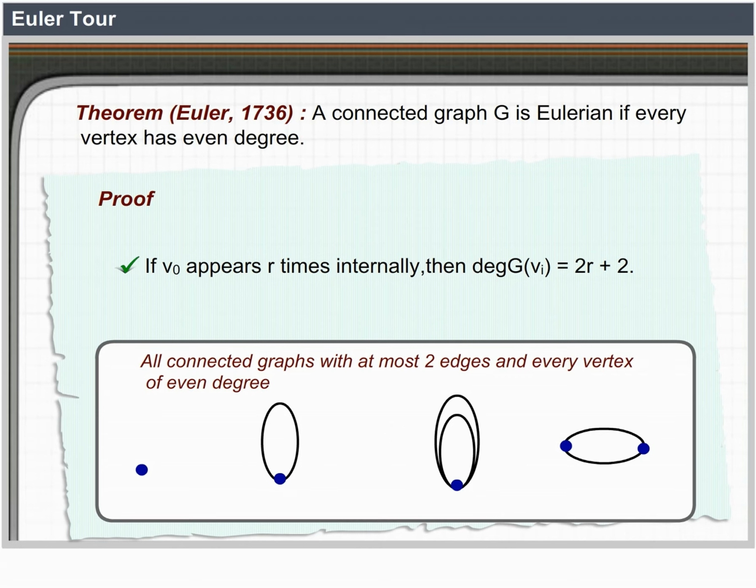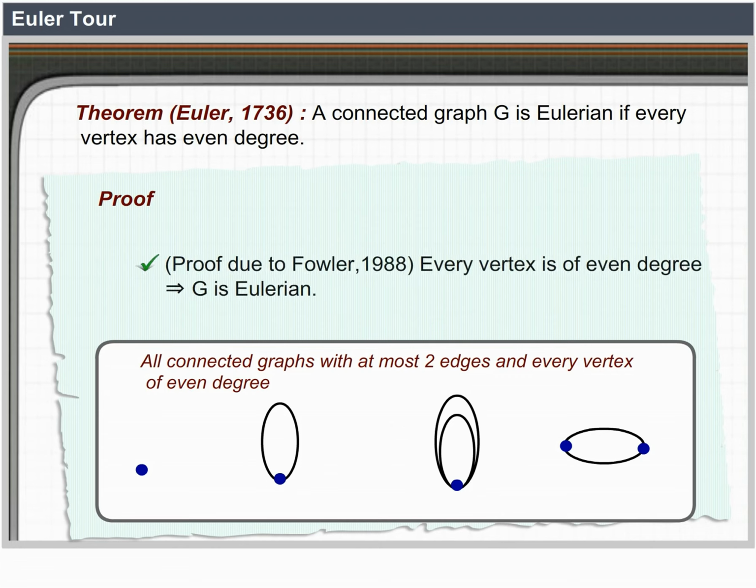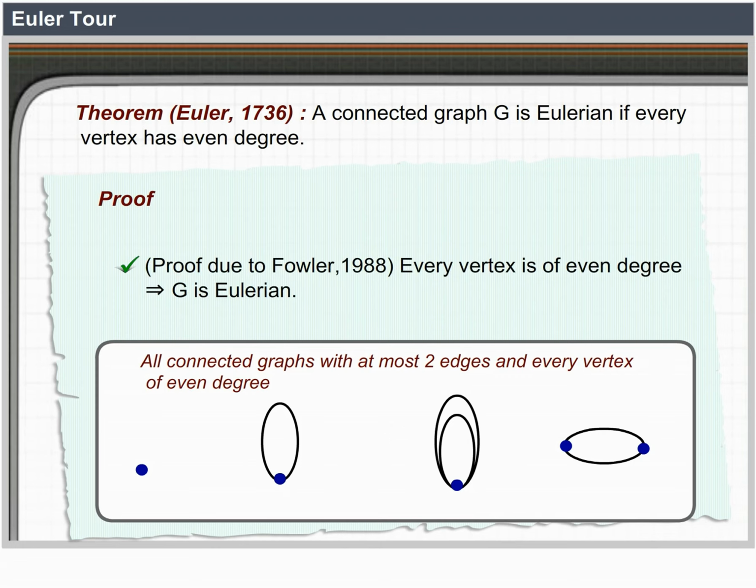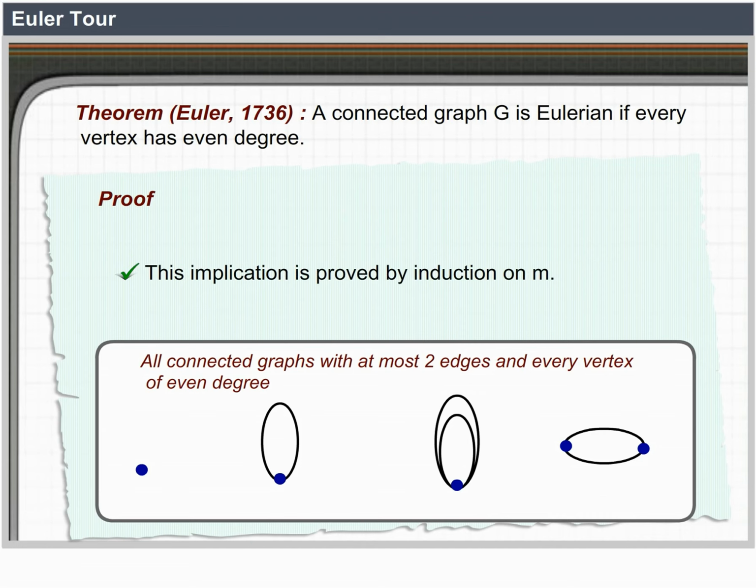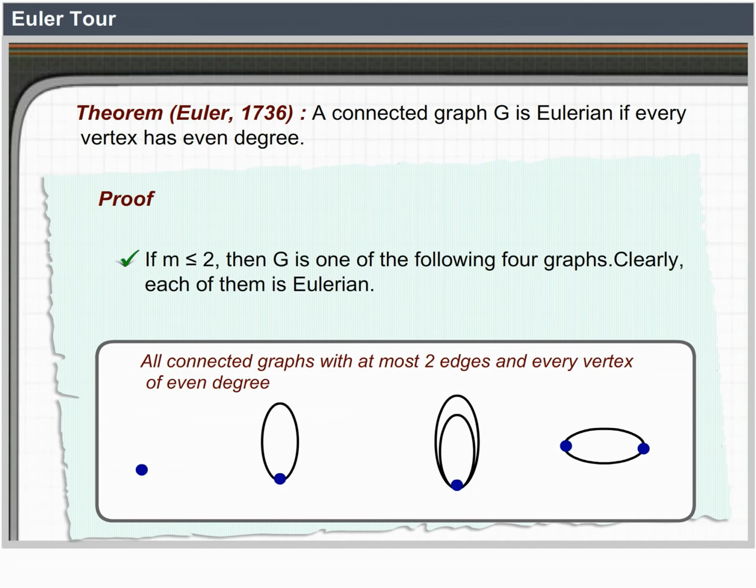Proof due to Fowler in 1988. Every vertex is of even degree implies G is Eulerian. This implication is proved by induction on m. If m is less than or equal to 2, then G is one of the following 4 graphs. Clearly, each of these is Eulerian.